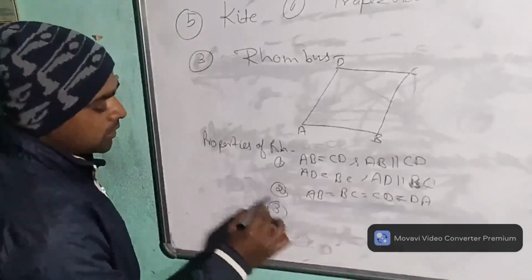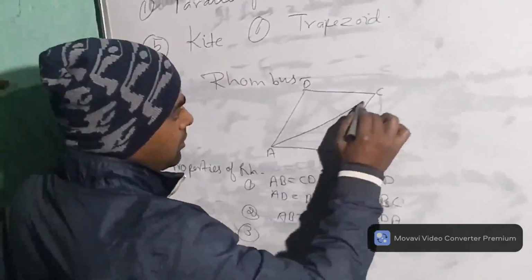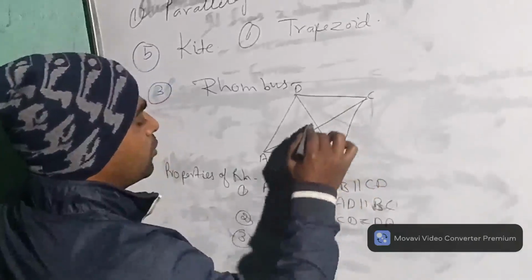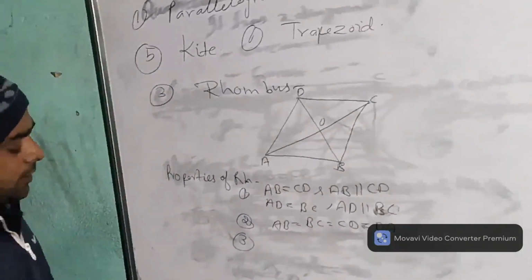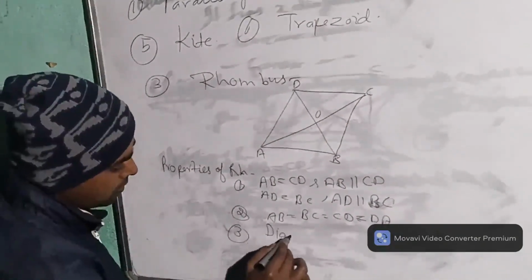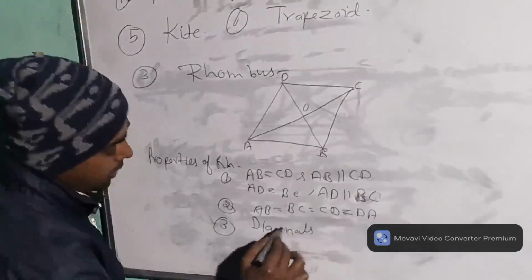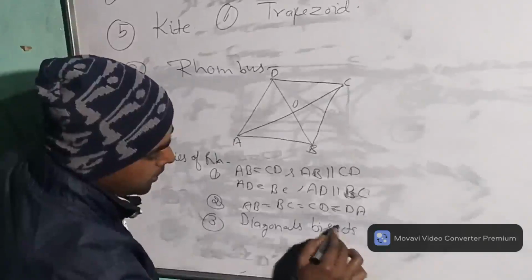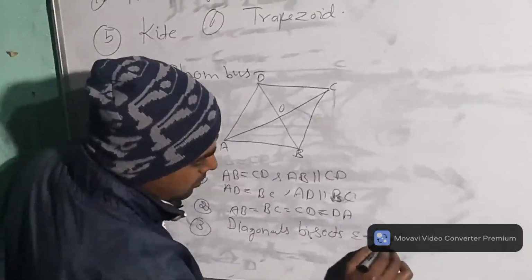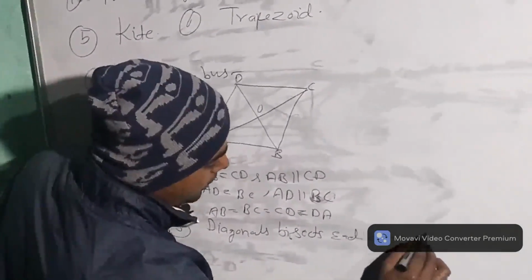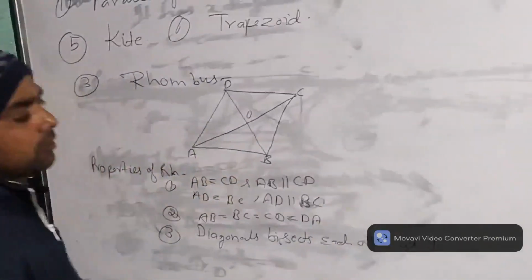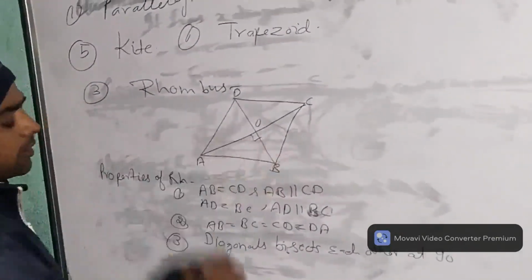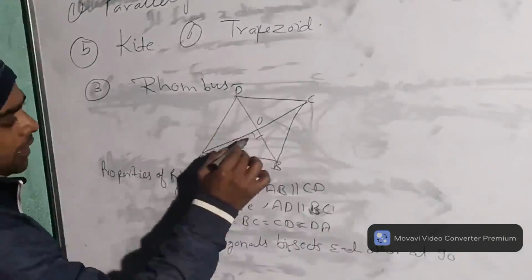And third one is diagonals bisect each other at 90 degrees. They bisect each other at 90 degrees. This is the 90 degrees.